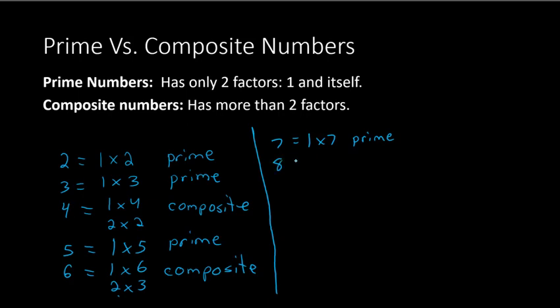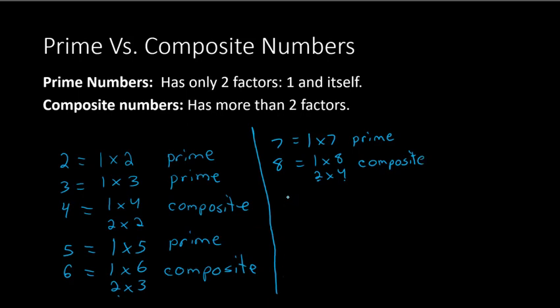What about 8? Is 8 prime or composite? Well, to get 8, we could do 1 times 8, but we could also do 2 times 4. So because we have this other set of factors, the 2 and the 4, this number 8 would be composite. Alright, so 8 is composite.